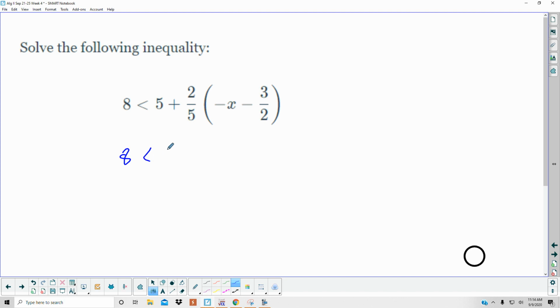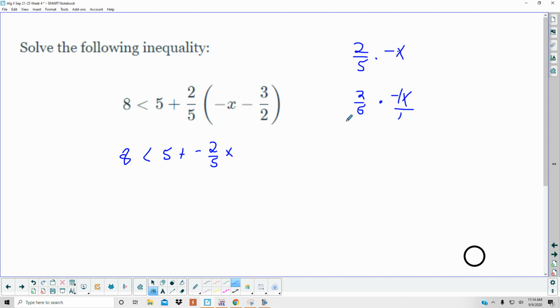8 is less than 5 plus. This 2/5 is going to multiply in. So I got 2/5 times a -x. That's the same thing as 2/5 times a -1x over 1. You're just multiplying straight across. So that's minus 2/5 x.